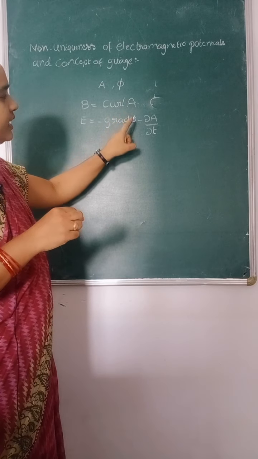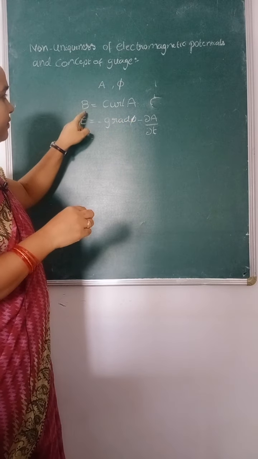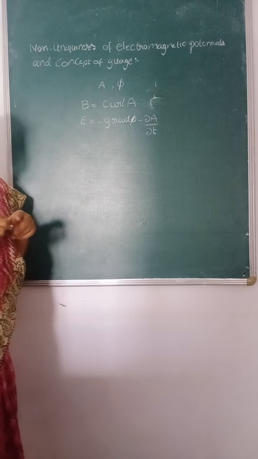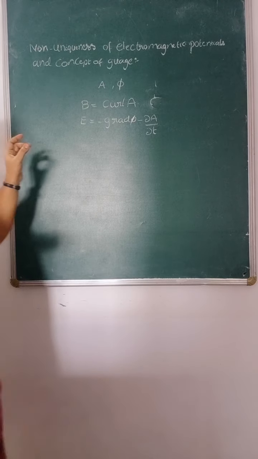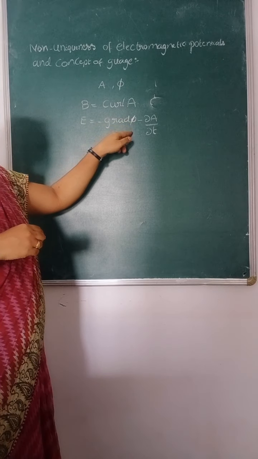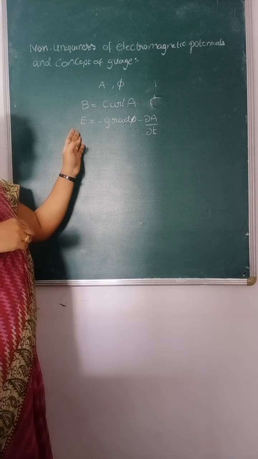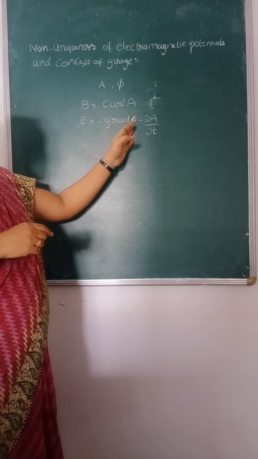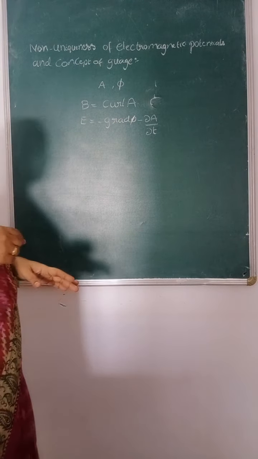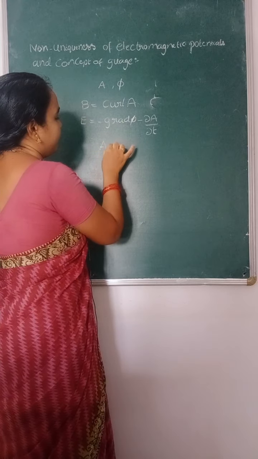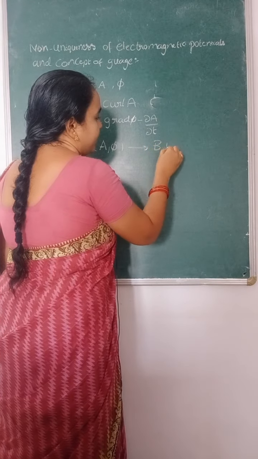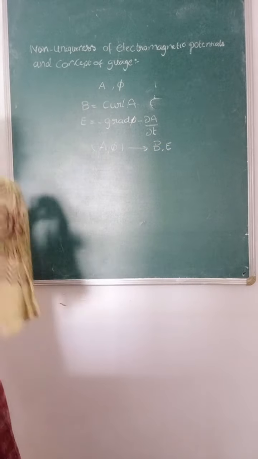For a set of A and phi values, we will get unique electric and magnetic field vectors. We can derive the electric and magnetic field vectors for a set of A and phi values, but we cannot derive these electromagnetic potentials for the given values of E and B. So vice versa is not possible. So for a set of A and phi values, we can calculate the electric field vector and magnetic field vector, B and E.